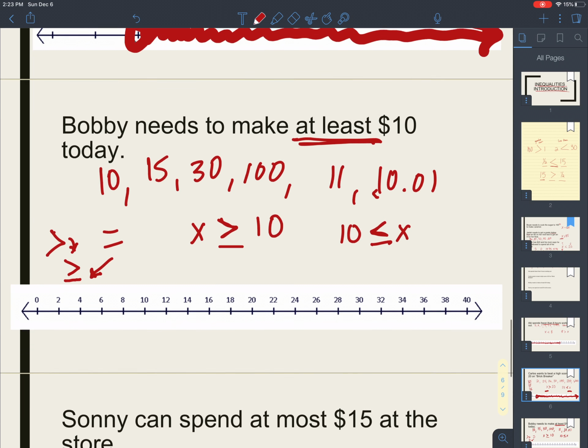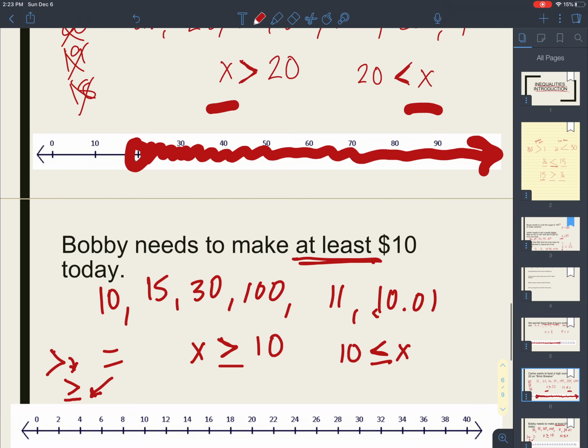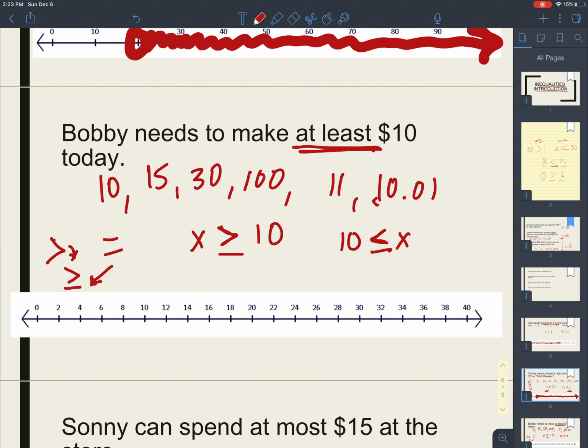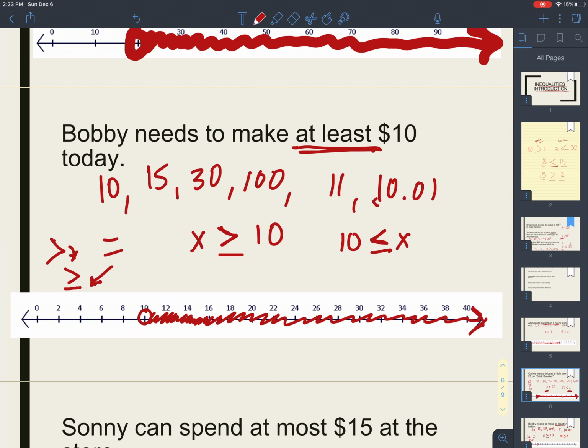So how do we graph this? We're going to do exactly the same thing. We're going to go to where 10 is, and we're going to include all of the numbers that are bigger than 10. The numbers that are bigger are to the right. We're going to include all of those, but we're also going to include 10.